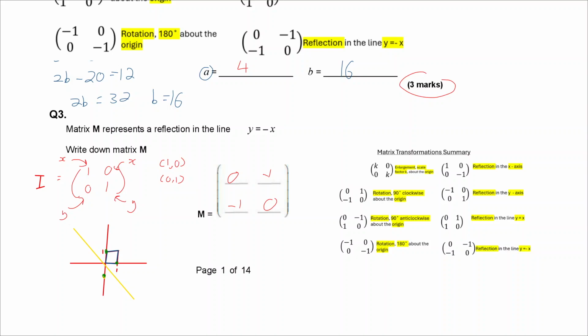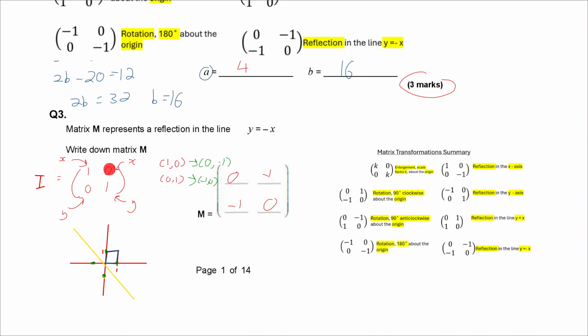So the point 1, 0 would go to 0, minus 1. And then this coordinate, which is 0, 1, which is up here, if you reflected this in this mirror line, it would go across and then down, down here. And this is the coordinate minus 1, 0. So it would go to minus 1, 0. So what's happened is this 1, 0 has gone to 0, minus 1, which is this part here. So it has gone from this, and then once you reflect it in y equals minus x, it goes to this, 0, minus 1, as you can see here.